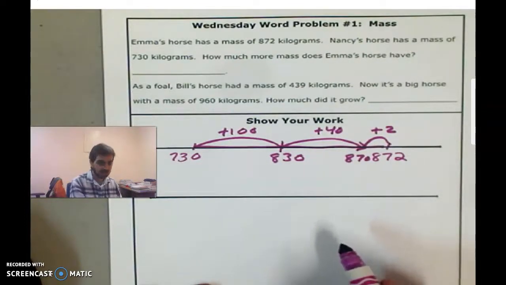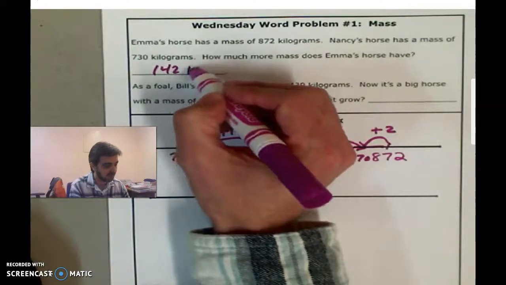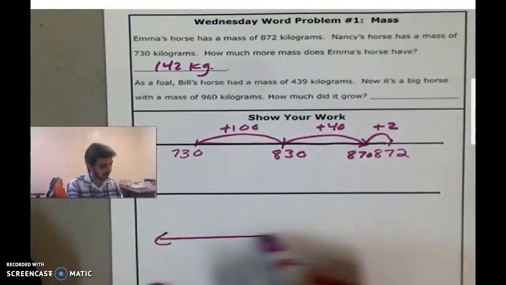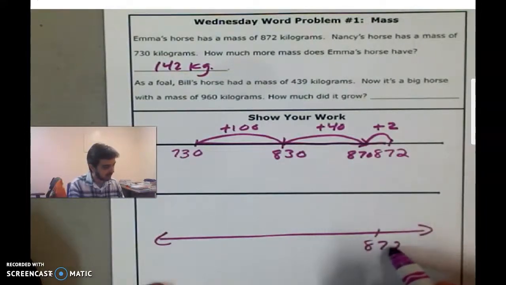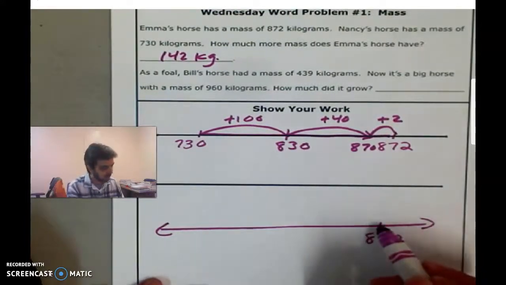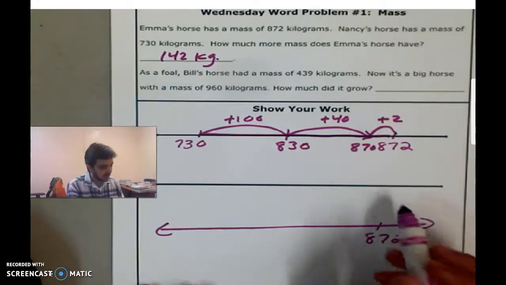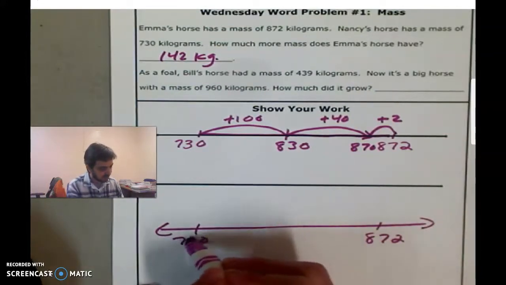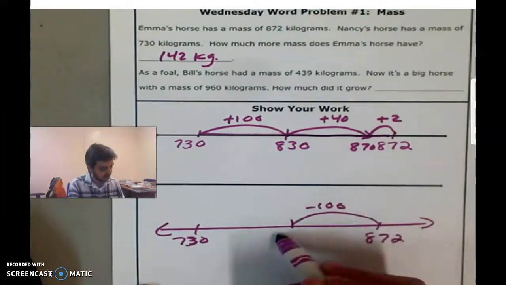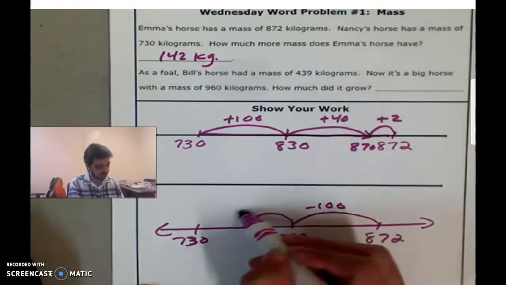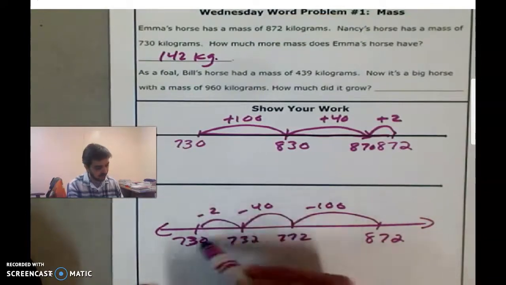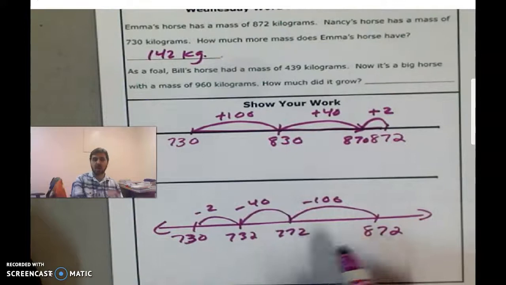Okay? Is that what you got? 142 kilograms? All right, you could also just subtract, right? If you just subtract, even on the number line, you could do it with base 10 pieces if you want. But if you subtract to get down to 730, then you could hop down 100, and you're at 772. Subtract 40, you're at 732, and then subtract 2 more, and you're at 730. So either way, you get 142.